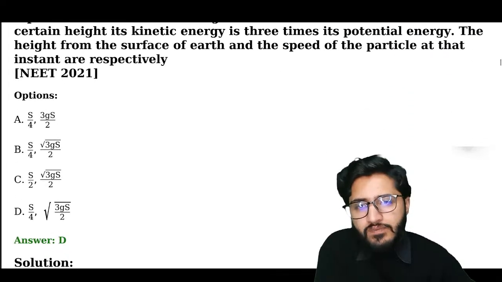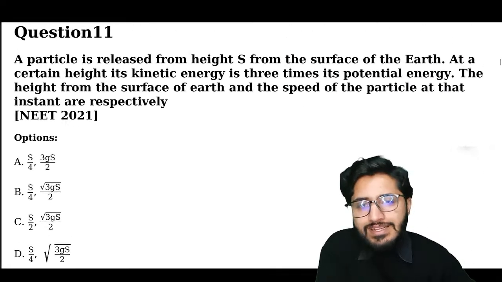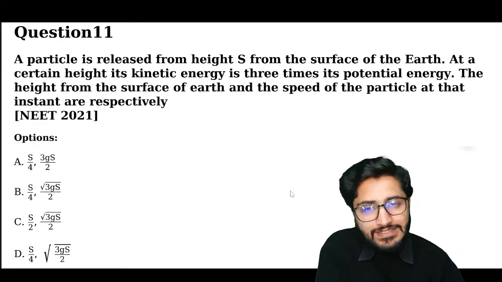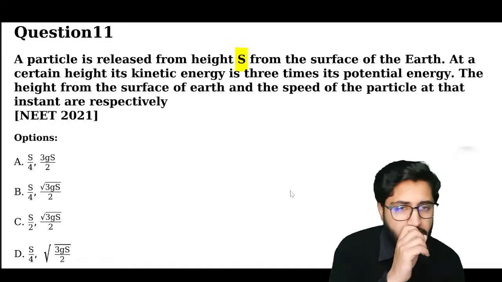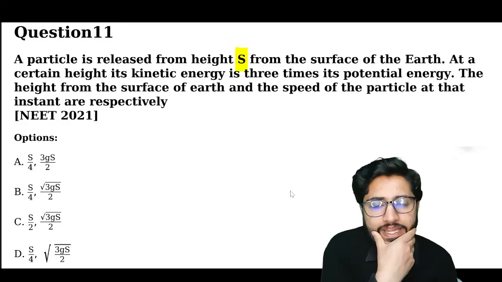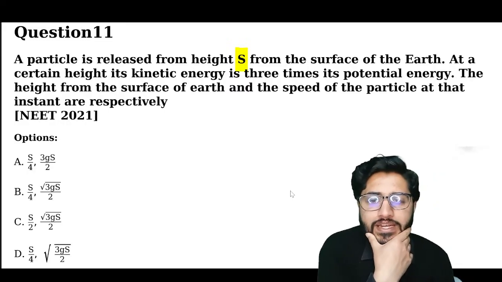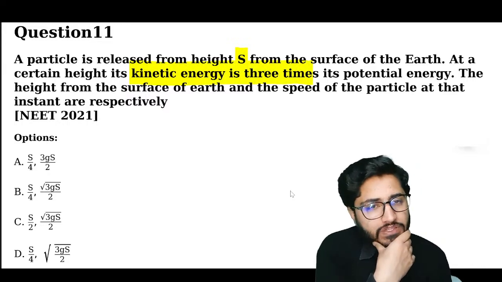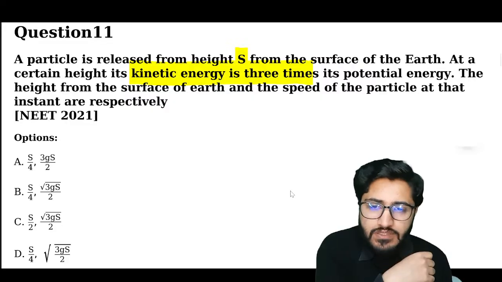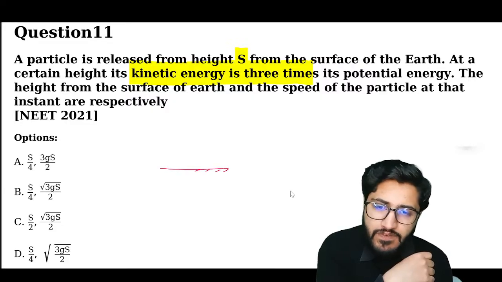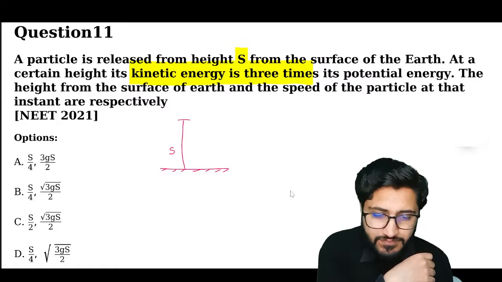Okay. Next numerical. A particle is released from height S. We have the height S. From the surface of Earth, at a certain height, at a particular height, its kinetic energy is three times its potential energy. That means if this is my surface, this is my height S.